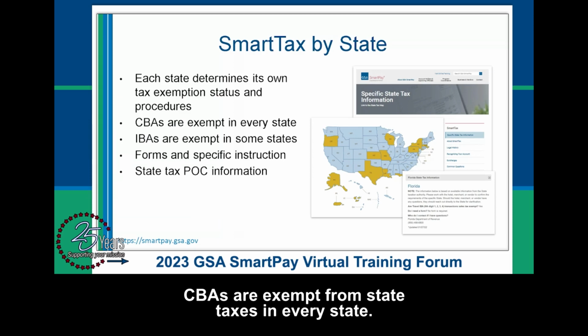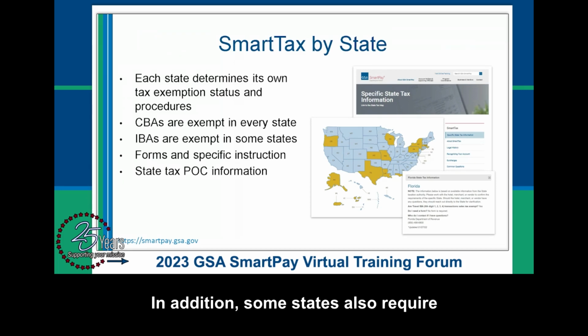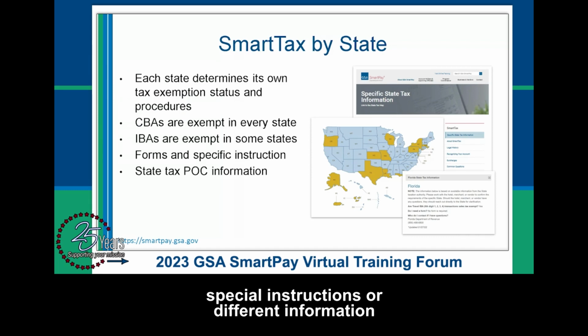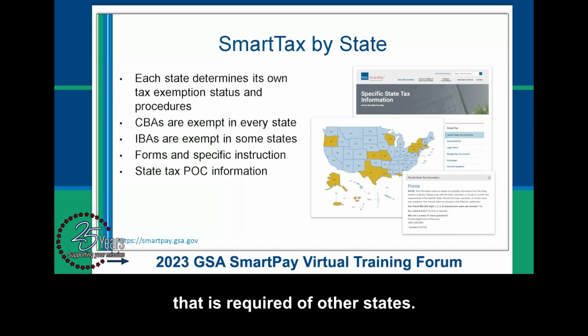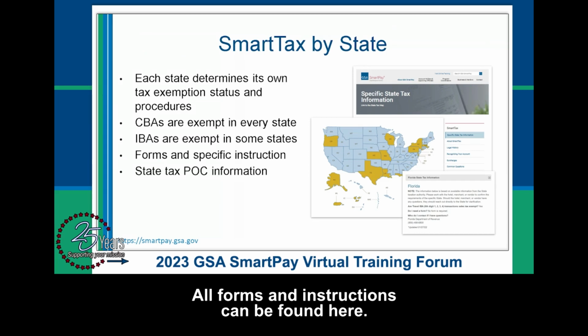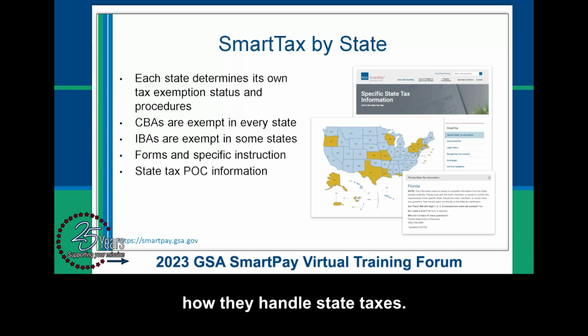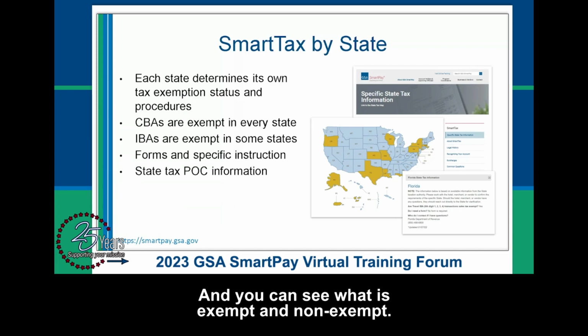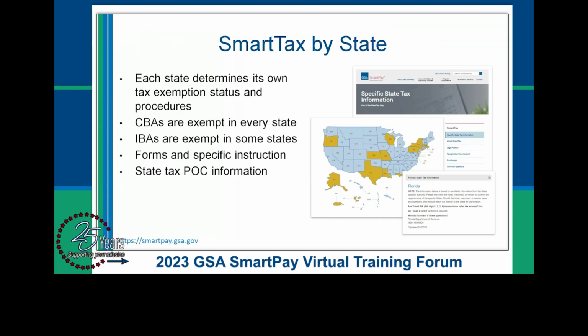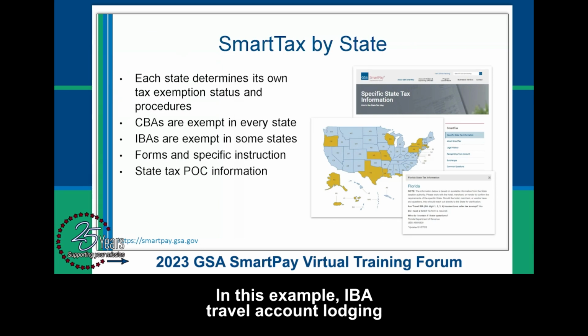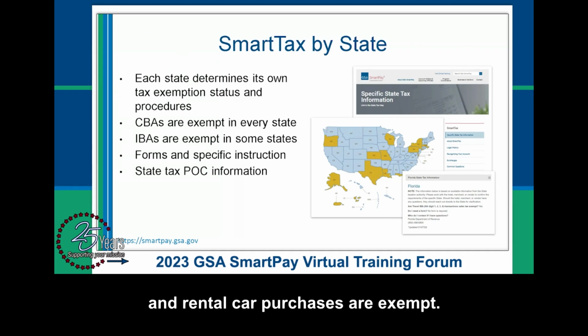CBAs are exempt from state taxes in every state. IBAs are exempt from state taxes in some states. Some states require forms, while others do not. In addition, some states also require special instructions or additional information that is not required of other states. All forms and instructions can be found here. Just click on the state where you're traveling to or purchasing from to find out how they handle state taxes, and you can see what is exempt and not exempt. The example in the slide is for Florida. In this example, IBA travel account lodging and rental car purchases are exempt.